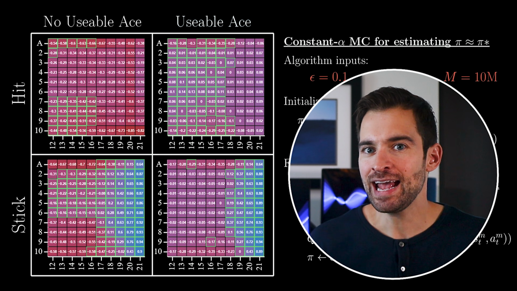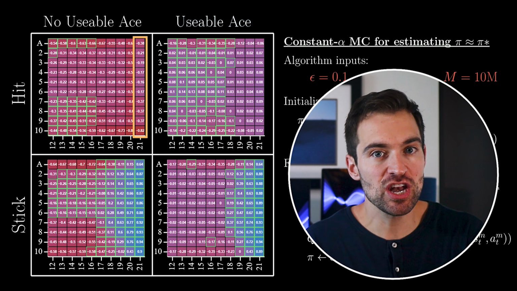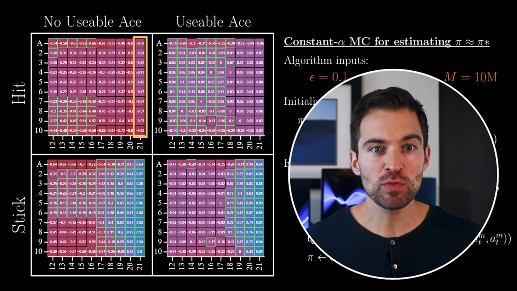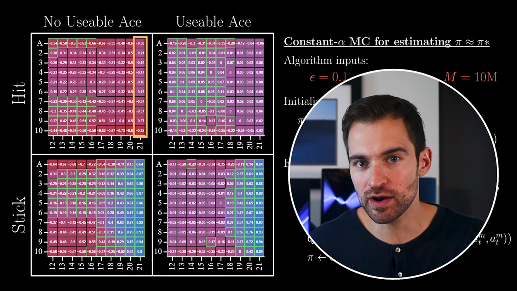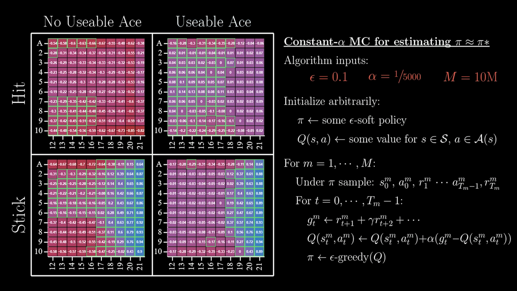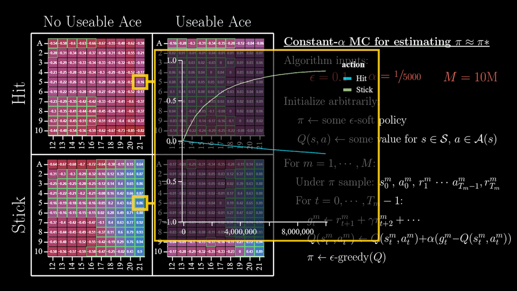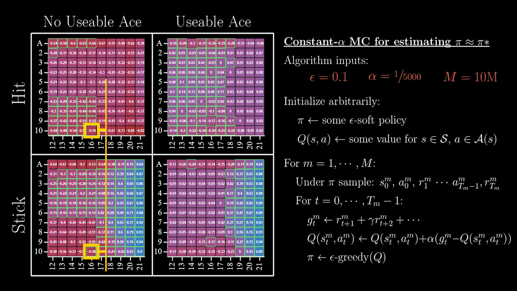For example, here corresponds to hitting when you have a sum of 21 already and no usable ace. Intuitively, we know that value should be -1, yet these numbers aren't close to that. To understand this, let's look at action values of the same state as we process episodes. We see that the optimal action is clear very early on, so the algorithm doesn't waste samples on improving the estimates.